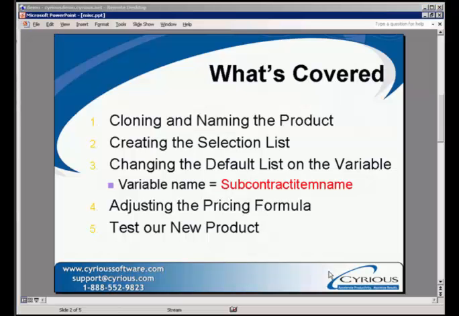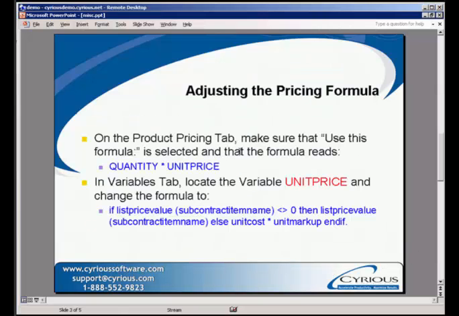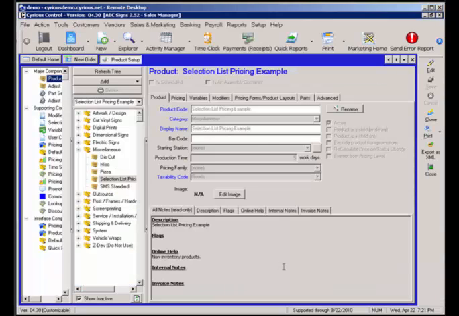The fourth part of setting this product up is adjusting the pricing formula. On the Product Pricing tab in Control, make sure that Use This Formula is selected as the pricing option, and that the formula reads quantity times unit price. In Control, it's going to look like this.